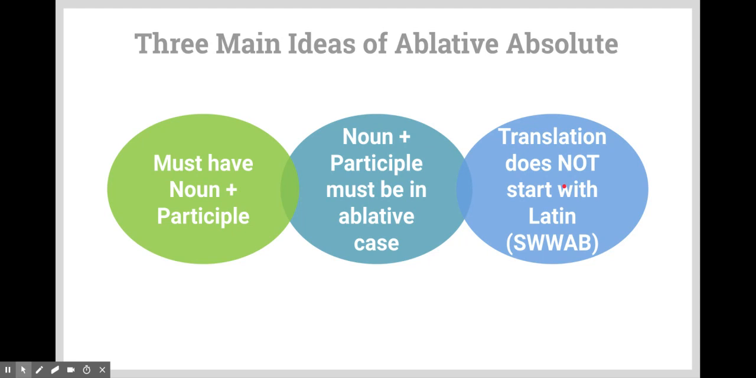And then the final thing that you really need to take away from the ablative absolute is that when you translate an ablative absolute phrase, you are not starting with either of the two Latin words that are given to you within the ablative absolute phrase. This is where SWAB comes in.